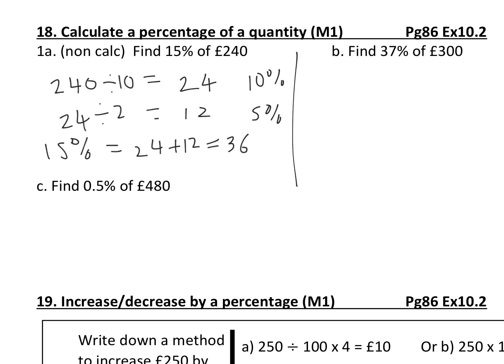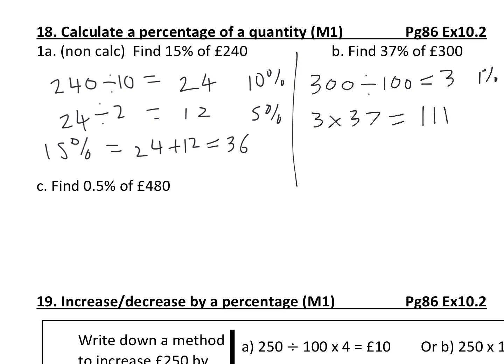Part B, find 37% of 300. Another way to do it, if you're not going to break it up into the small chunks, is to find 1%. 1% is a very effective method because if you find 1%, you can get any percentage from there. So percentage means out of 100. So if you divide by 100, that would get you 1%, which would be 3. And then if you want 37%, you need to multiply that 3 by 37. And that'll give you 111.